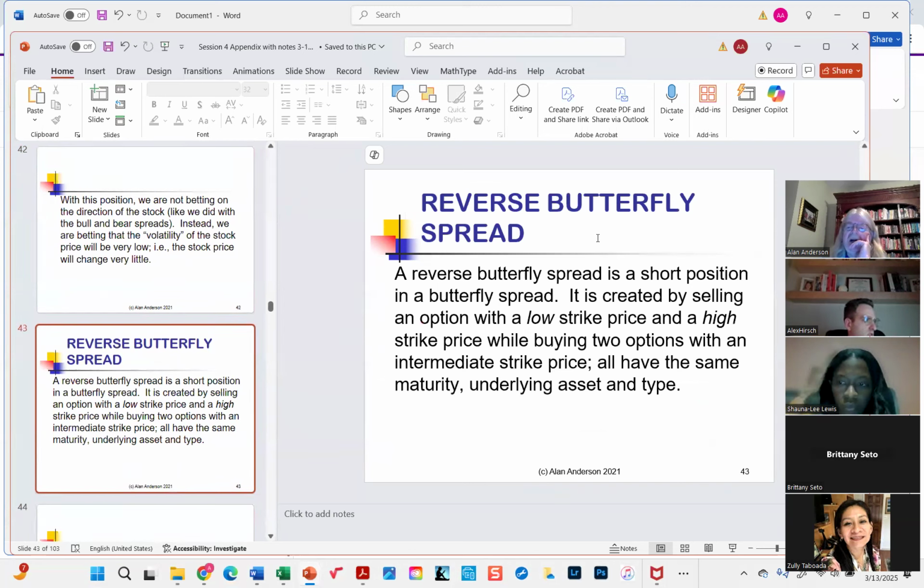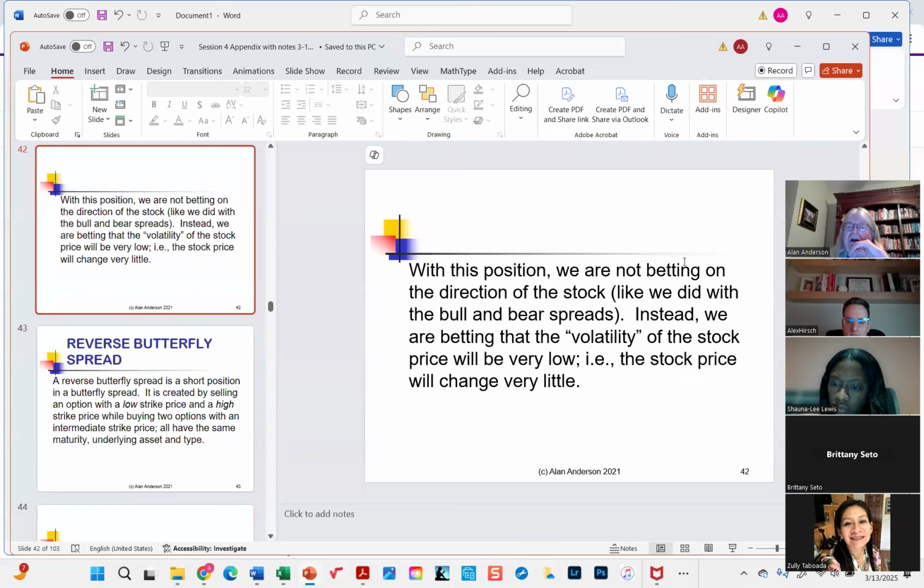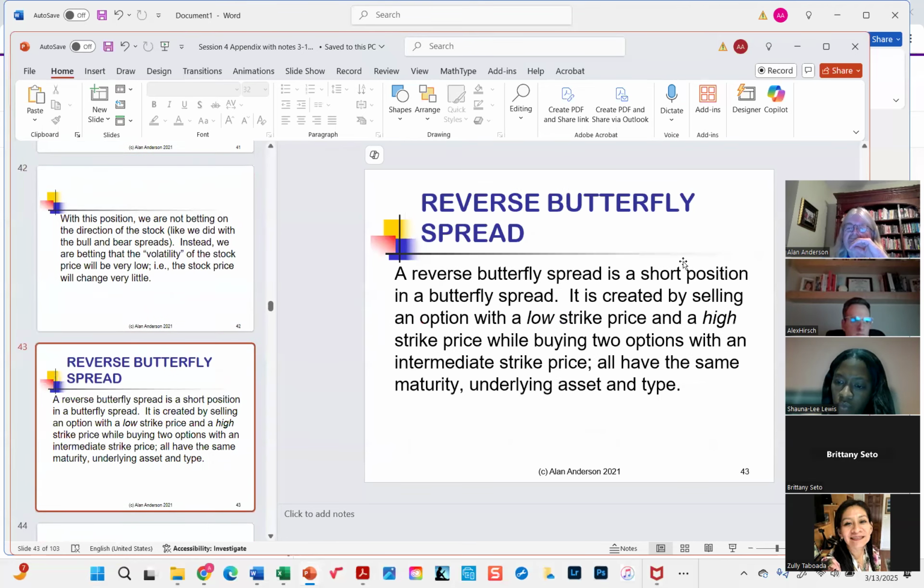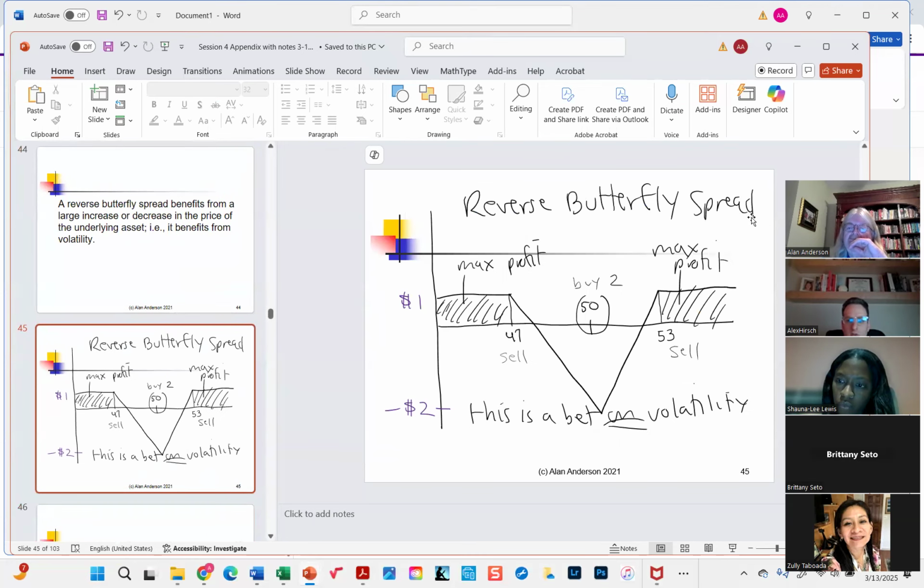So here, remember before we bought the low and the high and sold the two in the middle. Now we're reversing that. We're buying the two in the middle and we're selling the high and the low. But they're either all calls or all puts. Yes, they're all calls or all puts. You can't mix or match them. Then you have a completely different situation.